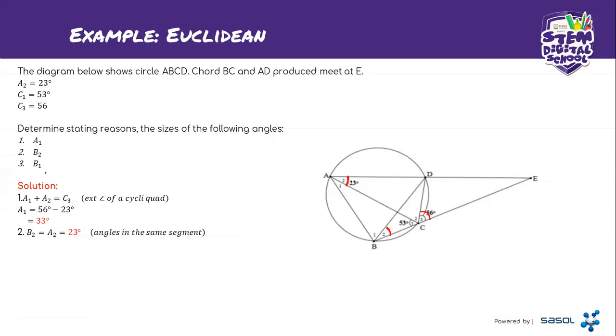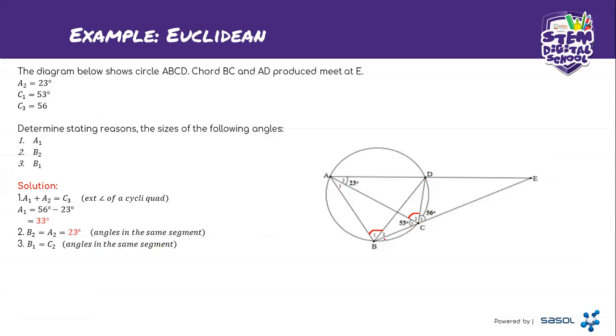And then the last question is we have to determine angle B1. Let me clean this one and this one, and then let's go and look for angle B1. All right, our angle B1 is this one here, and let's see how we do that. We can agree that angle B1 is also equal to angle C2, right? Why? Because chord AD subtends equal angles, or angles in the same segment, right?